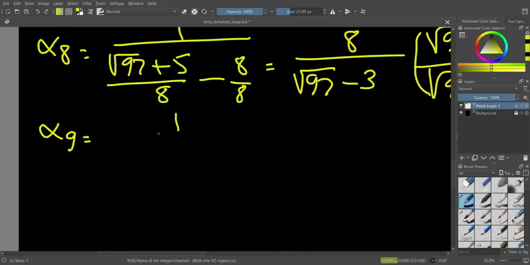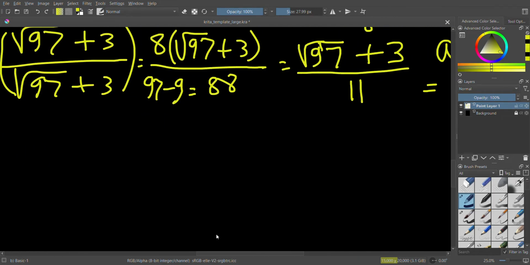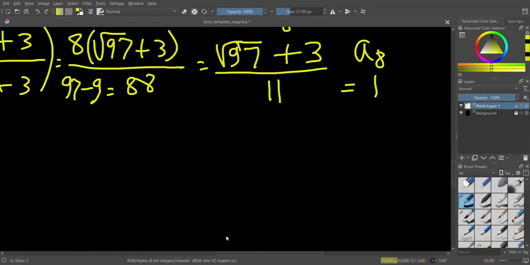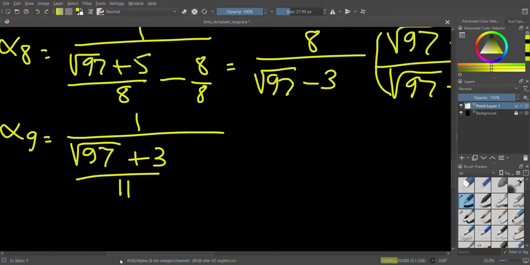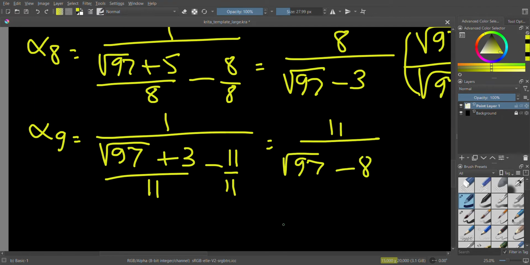And it may be that we don't run out of space, which I keep doing with this new template that I'm using. So it was, we said 3 and 11, right? Let's verify, 3 and 11. Yep, 3 and 11. And A8 was 1. So minus 11 over 11. This is 11 over square root of 97 minus 8. Conjugation time.